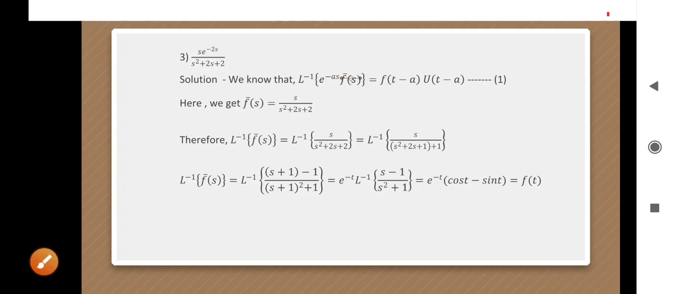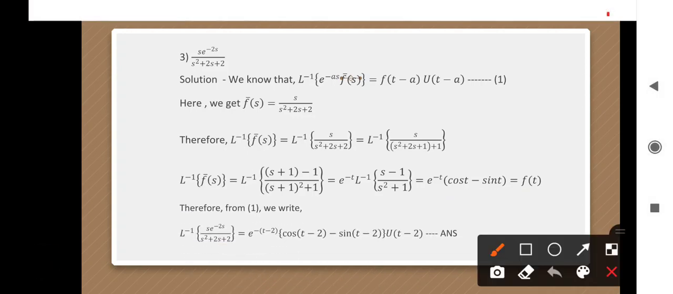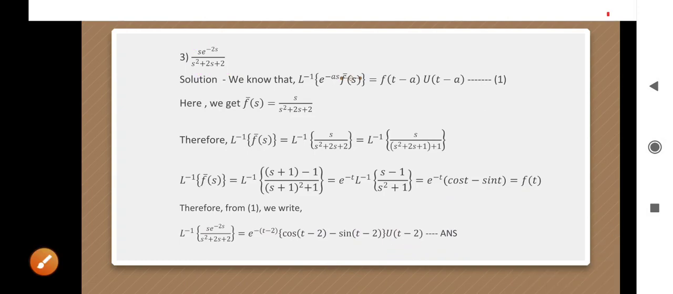Now you have to just replace t by t minus 2, as a is equal to 2 from the given exponential term. So e raised to minus of t minus 2 into cos of t minus 2 minus sin of t minus 2, and this result is multiplied by u of t minus 2. So this is your answer. Now referring to these three solved examples, you can solve the examples given as practice examples at last.